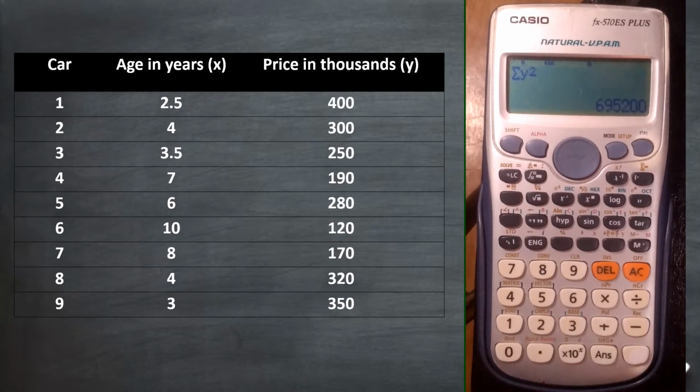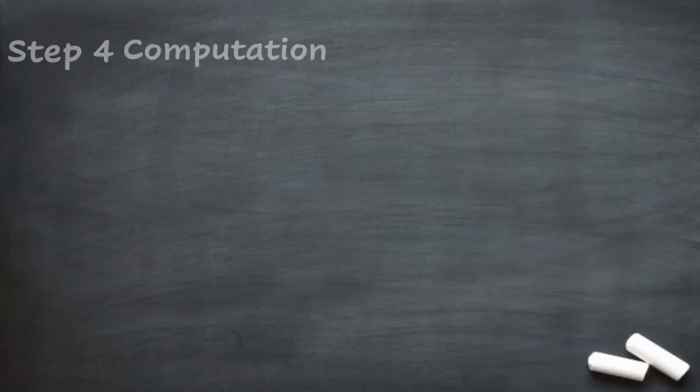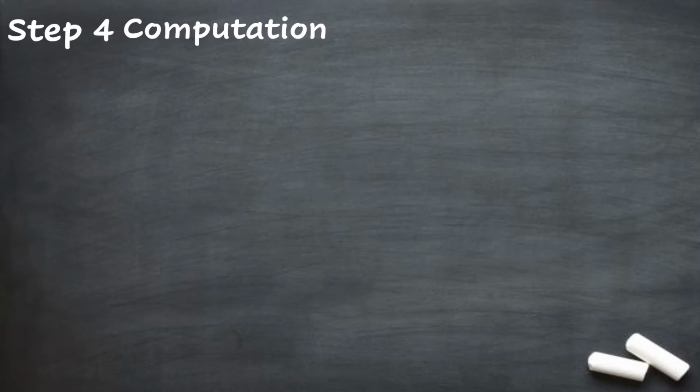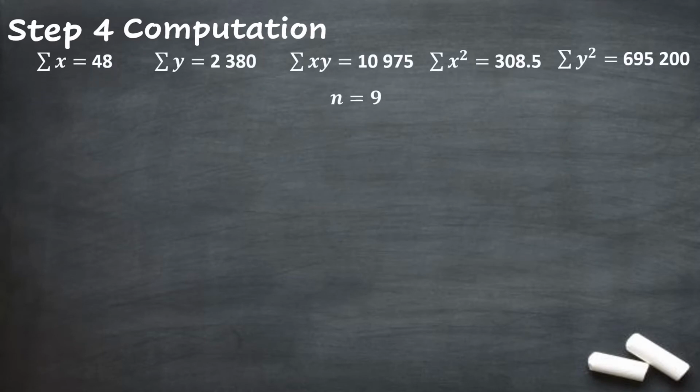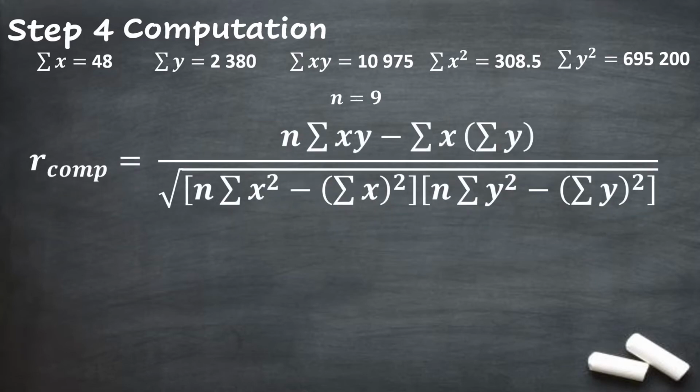That's it po. Step 4 is the computation. Now that we know the values for the summation, we can now substitute those values in the given formula for us to get the R computed. So again, here's the formula for the R computed.